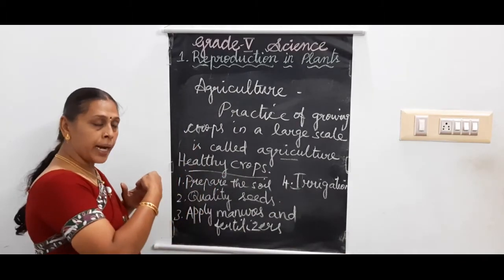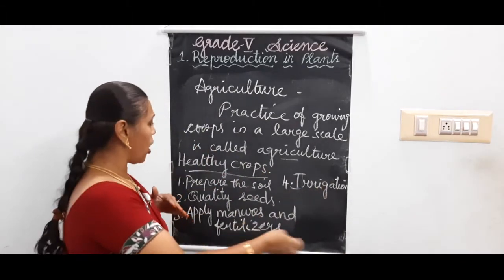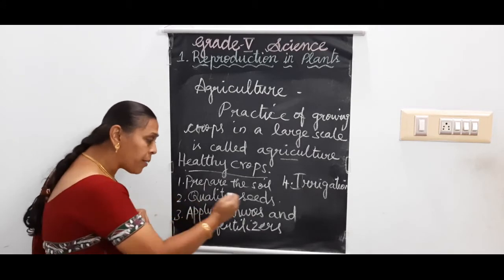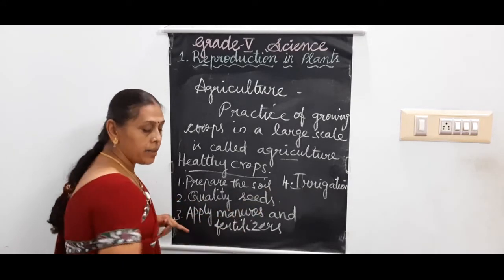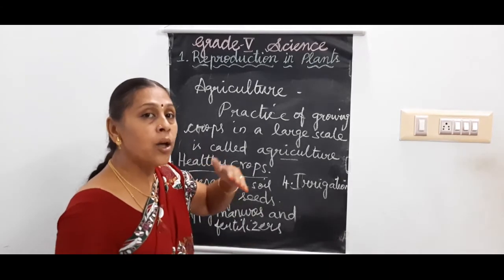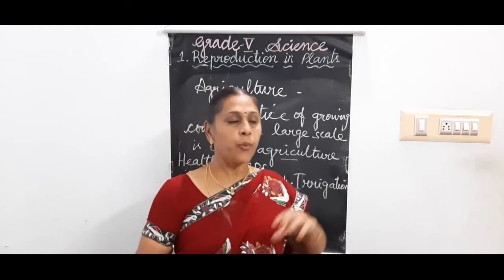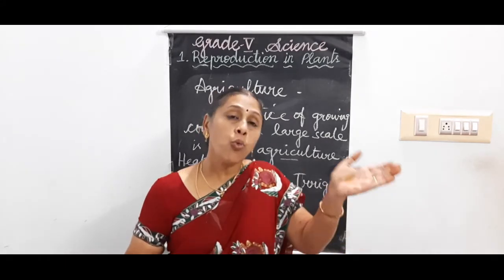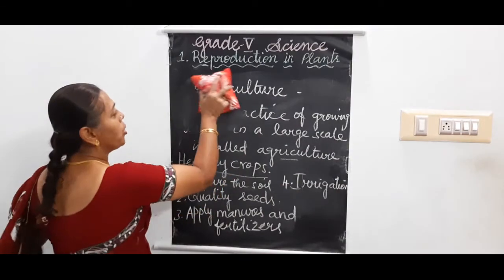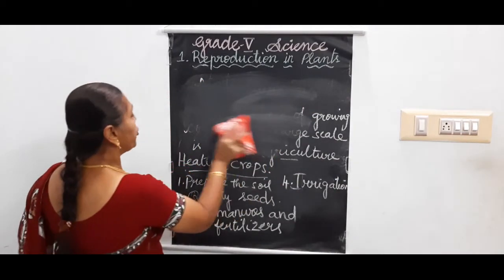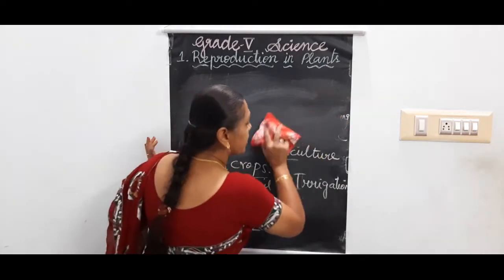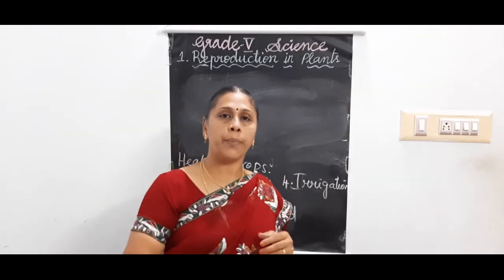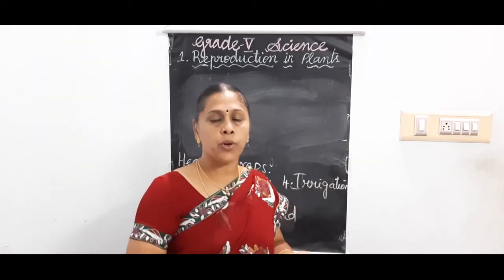Next one, all these should be done as preparatory work before growing the crops. Preparation of soil, quality seeds must be sown, applying manures and fertilizers, and the fourth point is irrigating the water in proper time. If you plant something, you have to water it daily, or it will not grow properly, is it not? So you have to irrigate the crops at regular intervals. Then only the result will be good. Yield will be very good.